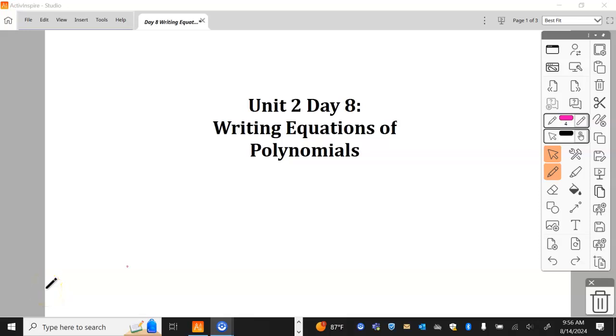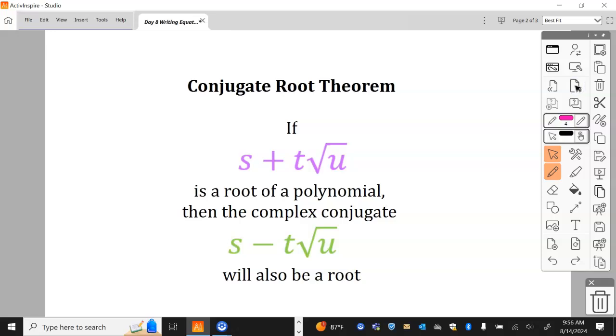Okay, our final example for writing equations of polynomials involves the conjugate root theorem. It's really similar to the problem that we just did, except you'll notice that this conjugate has a square root involved. So if s plus t times square root of u is a root, then the one with the minus sign in between, its complex conjugate, will also be a root. So it's kind of cool.